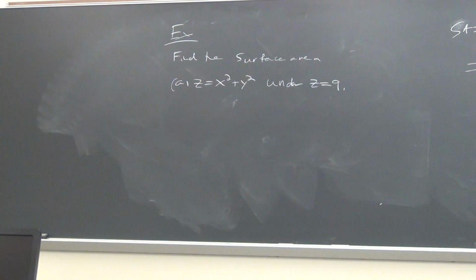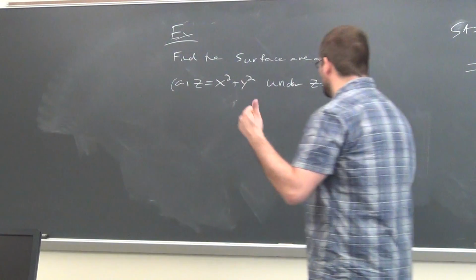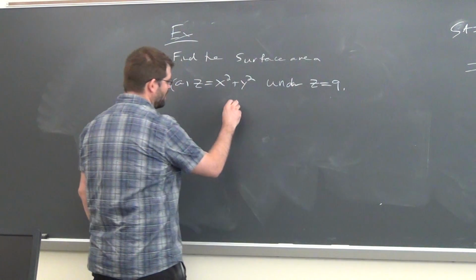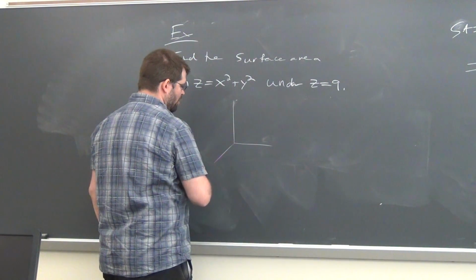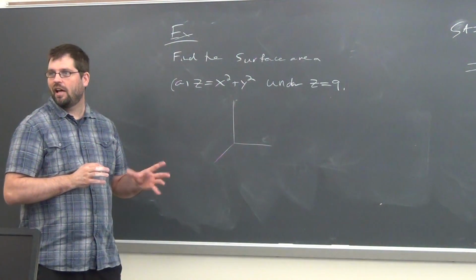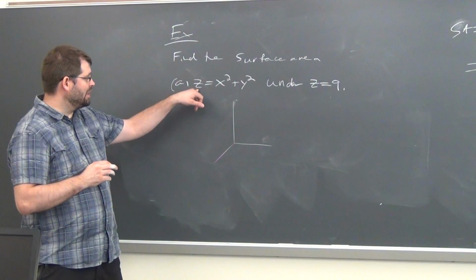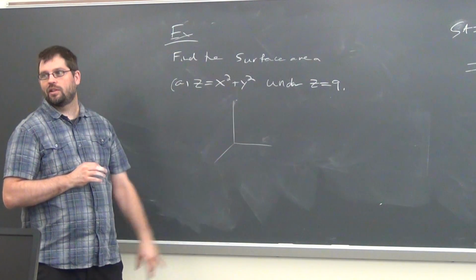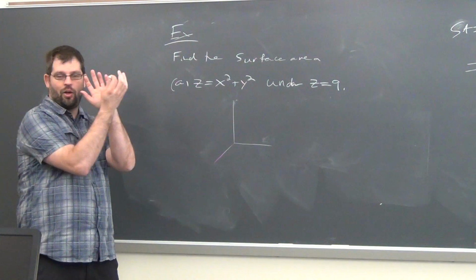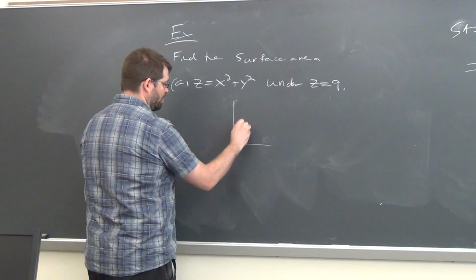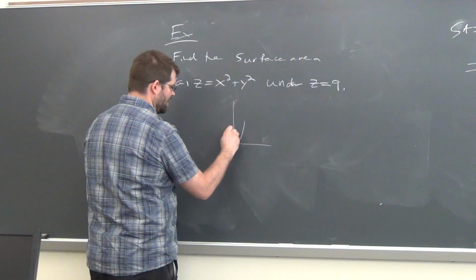So this is where the previous section, or 2 sections ago, when we were drawing things, comes into play. Again, we don't need to be able to make great drawings, but we need to have a rough idea. So what is z equals x squared plus y squared? What's that look like? This is that paraboloid, right, opening up. And so you get a bowl shape opening up like this.